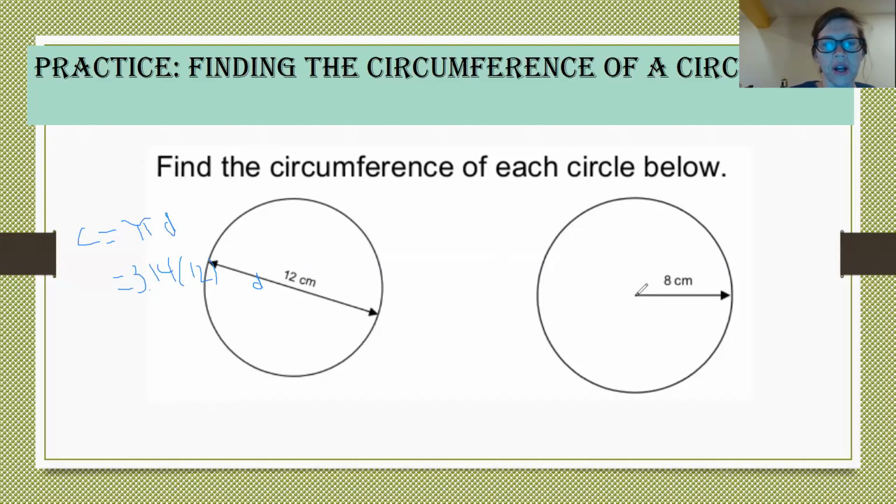Now, if you'll notice, this time we have the radius, right? So 8 centimeters is our radius. This time you've got to remember to use C, circumference, equals pi times 2 times R to find the circumference, okay? So go ahead and try that one out, and then we're going to check our answers on the next screen here in just a minute, okay?